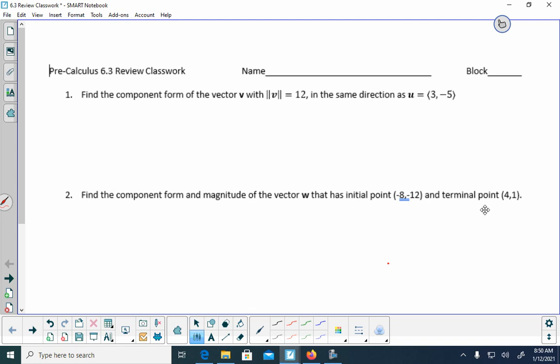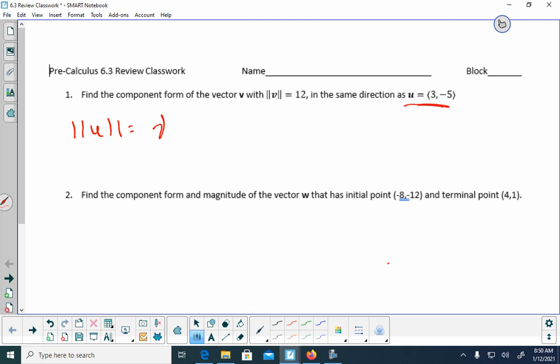Find the component form of a vector with a magnitude of 12 in the same direction as 3, -5. So there's two ways I can do this. The first way, when we first did this, we said we were going to find the magnitude of u. So I'm going to go back here and find the magnitude of u.